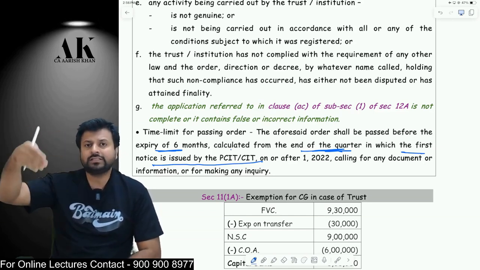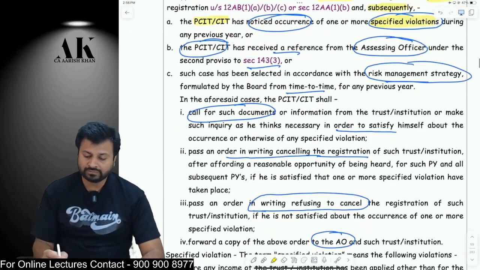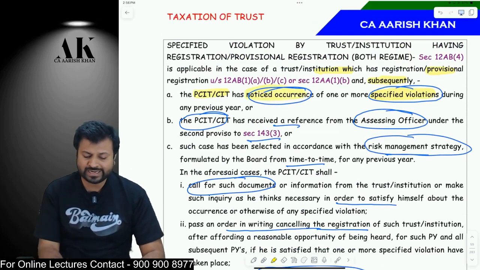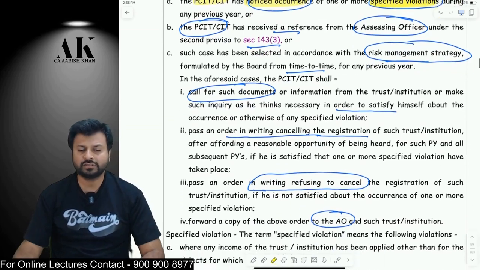So it will be counted within 6 months from the end of December. Okay, I hope it is clear to all of you. Now, one very important thing. One of the points mentioned over here is, if the CIT or principal CIT notices a specified violation, then the cancellation of registration will attract.